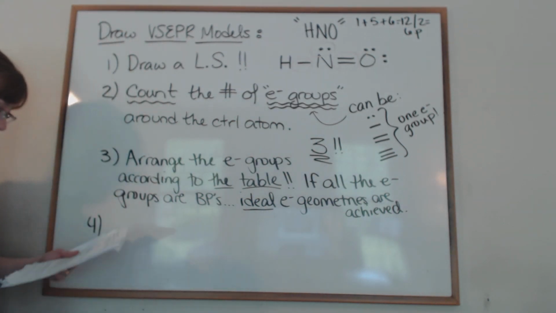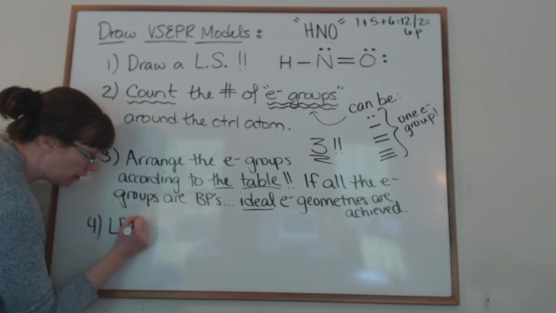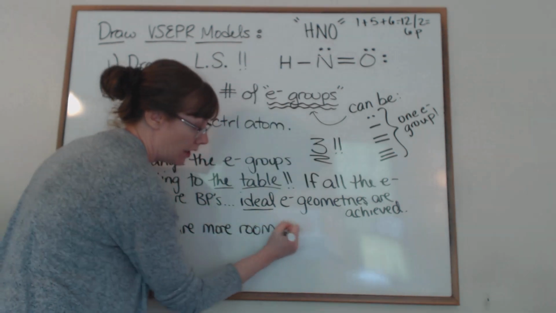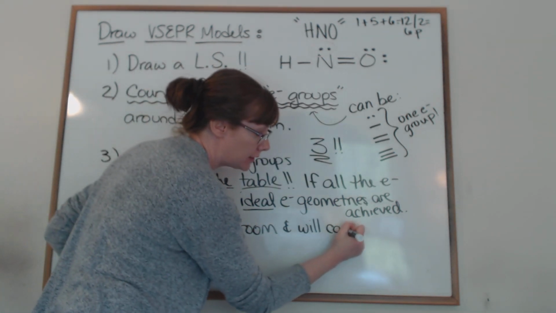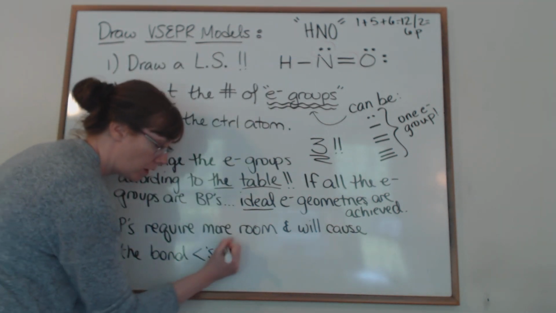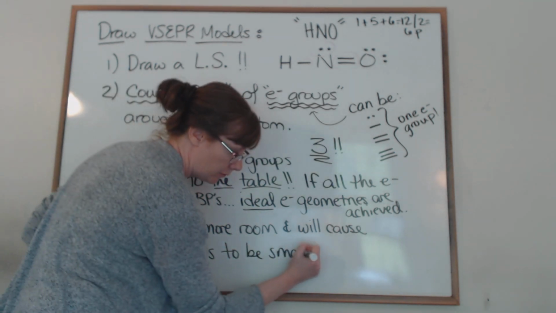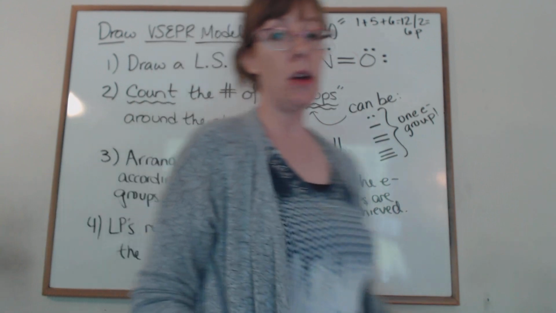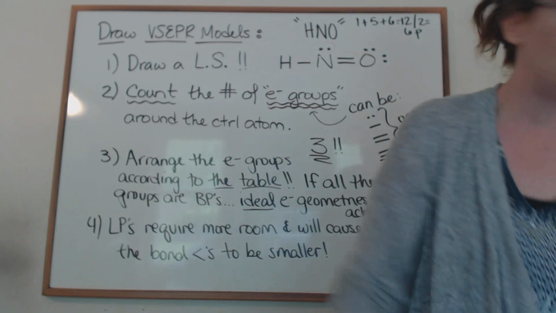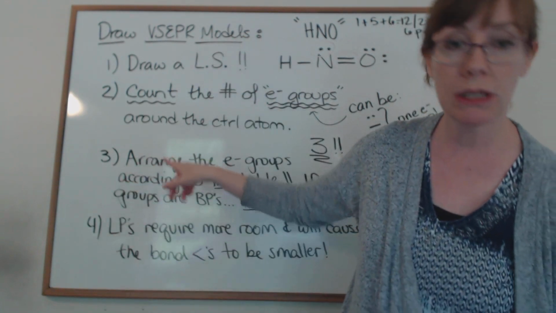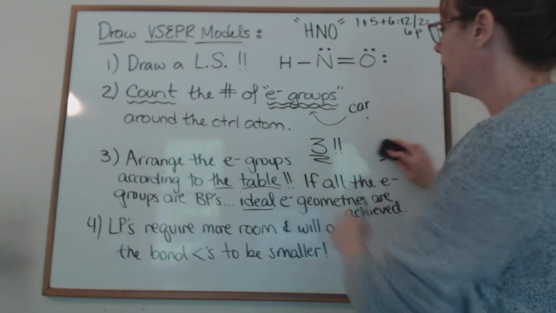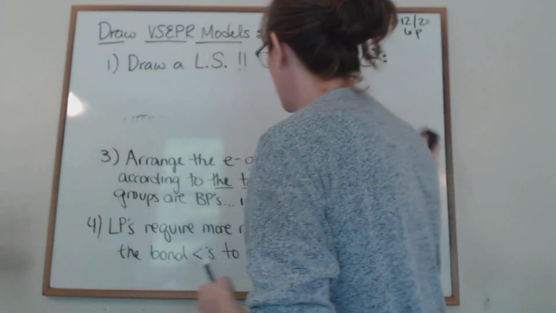And then step 4 states this. Lone pairs require more room and will cause the bond angles to be smaller. All right, and so with that, we're also going to have to explain that with some examples. So let's leave that alone for now, but I just want you to have these four steps in your notes, and we'll return to explaining these two in just a second. So let's go ahead and start building what I'm calling the table. And then we'll do lots of examples.